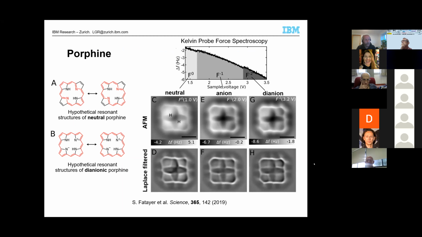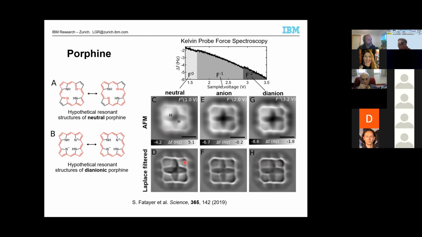We did this on a couple of molecules, but maybe the porphine is the nicest, and it's also a very interesting molecule in terms of biology, because it's a parent compound of hemoglobin or chlorophyll, with important charge state transitions in life and nature. And here we can image it in the neutral, negative, and doubly negative form. And you see faint differences in the molecular structure and in the apparent bond length.